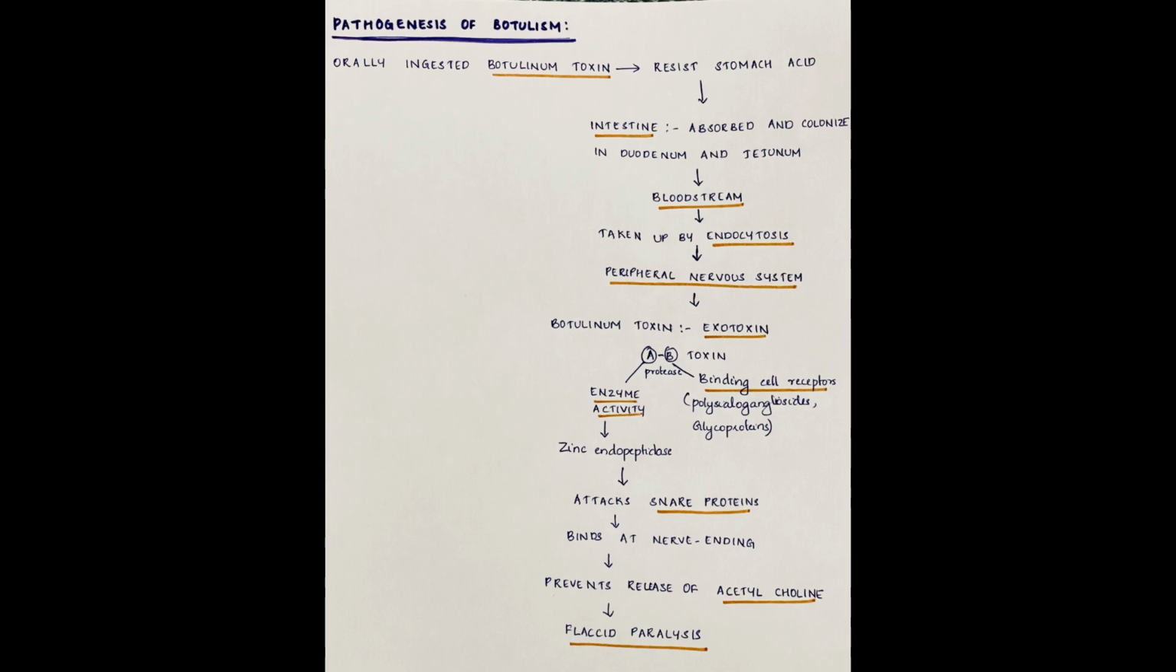The botulinum toxin is an exotoxin. It has A chain and B chain. A chain has enzyme activity, that is zinc endopeptidase, and B chain is for binding cell receptors such as polysialogangliosides and glycoproteins. So once it gets inside the neuron, its chain gets cleaved where it acts as a zinc-dependent protease and attacks SNARE proteins. It binds at the ending point of the nerve muscle junction and prevents the release of acetylcholine. Then the transmission of stimuli stops and this results in flaccid paralysis.